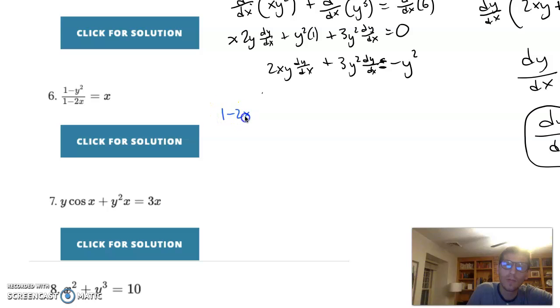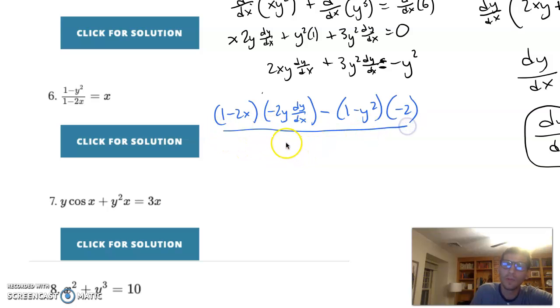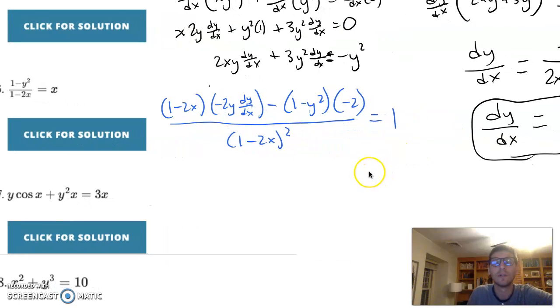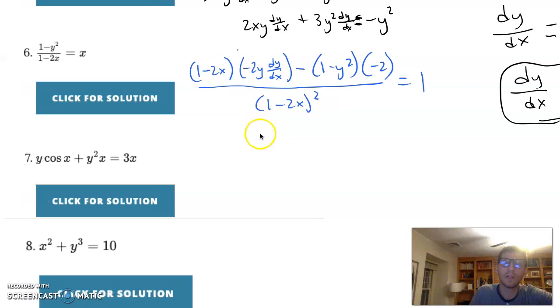1 minus 2x times the d high would just be negative 2y. Don't forget the dy dx. Minus high d low. Just be negative 2. All over low squared. I'll just leave it as so. The derivative of the right side is just 1. Okay, so let's get to work now.